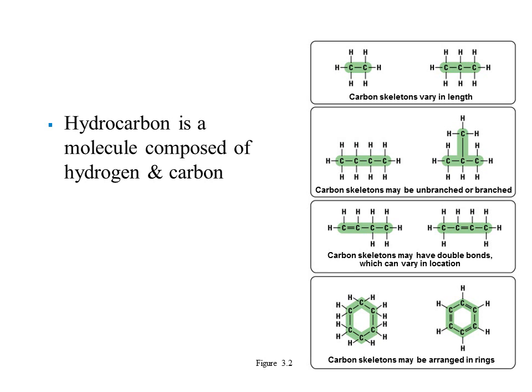These are several variations of hydrocarbons. Remember, hydrocarbons are composed of hydrogen and carbon. So in the first box, we have a carbon skeleton of varying lengths. The first one has 2 carbons and the second one has 3. So hydrocarbons can have varying lengths based on the carbon number. The second box is showing a branched form versus an unbranched form.